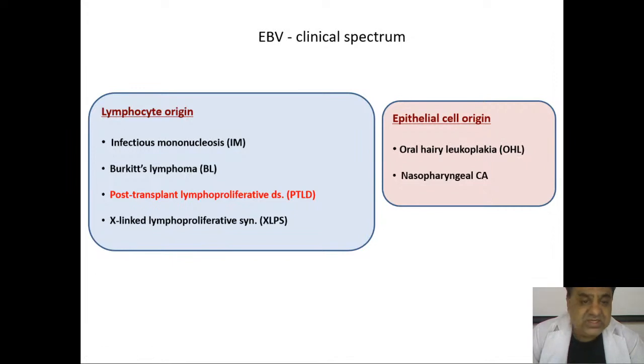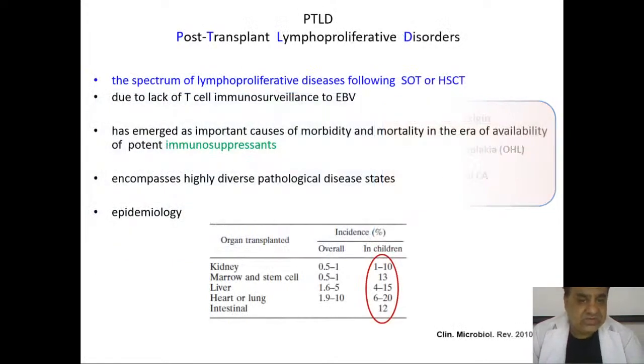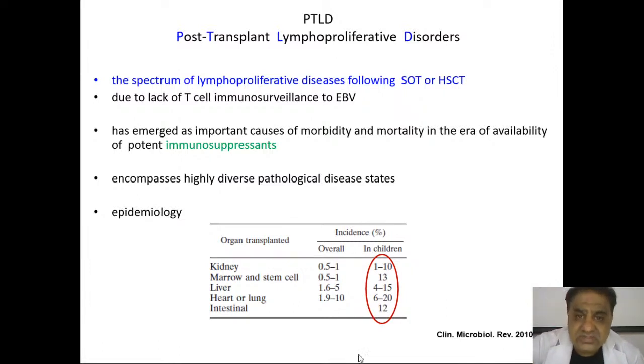What I'm discussing today is PTLDs, or post-transplant lymphoproliferative disease. PTLD is nothing but an EBV-induced spectrum of lymphoproliferative diseases following SOT or HSCT, and it is due to lack of T-cell immunosurveillance to EBV because of immunosuppression. It can be seen in both solid organ transplantation and bone marrow transplantation, and it is higher in children than adults. It's highest in heart or lung transplantation, as you can see here.